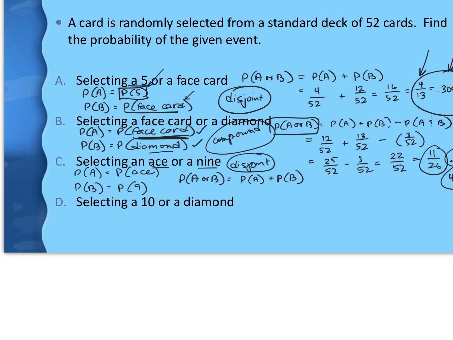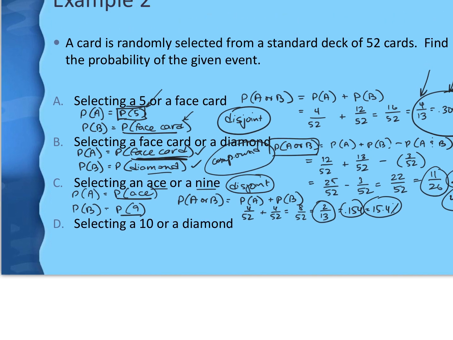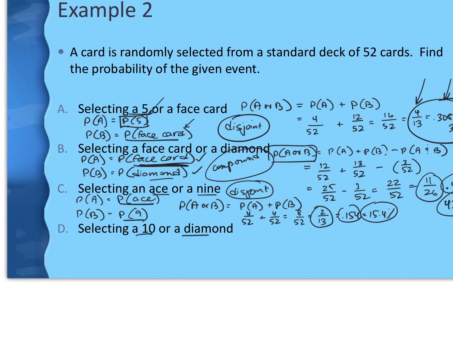In this case, the probability of getting an ace is 4 out of 52. The probability of getting a 9 is 4 out of 52. So together, it's 8 out of 52. Or I could divide by 4 and I get 2 out of 13. That's the simplified fraction. The decimal is 0.154 or 15.4%. And the last one is selecting a 10 or a diamond.